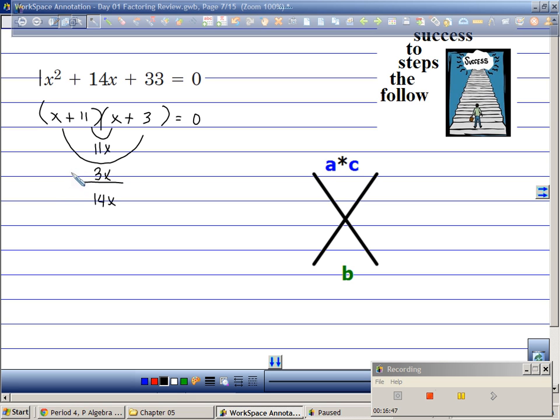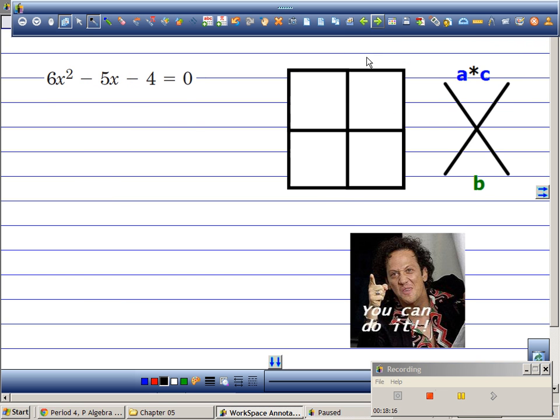Okay. All right, let's move on. Anybody need time to copy that down? Give you a quick second. Let's try another one. All right, so I'm going to use the whole rainbows and checks method.